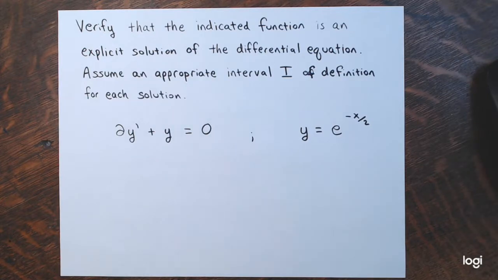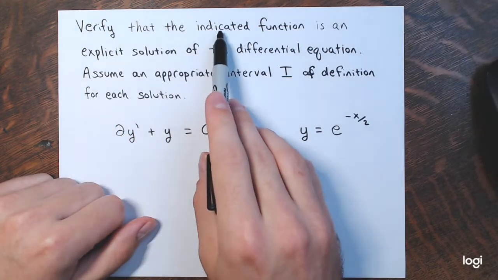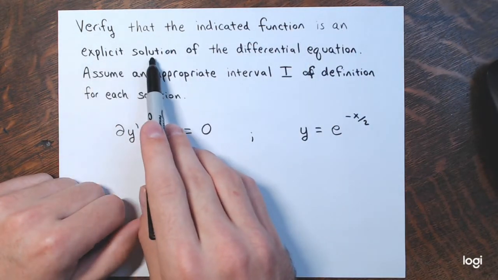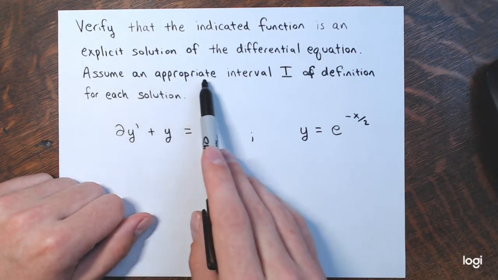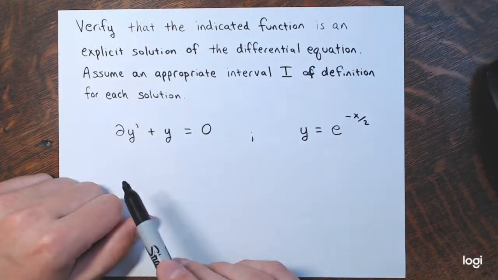In this video, I'm going to be going over a couple examples in which I'm going to verify that a certain function is an explicit solution of some given ordinary differential equation. Alright, so let's just get into it. My instructions for both examples in this video are to verify that the indicated function is an explicit solution of the differential equation. Here we're assuming an appropriate interval I of definition for each solution.